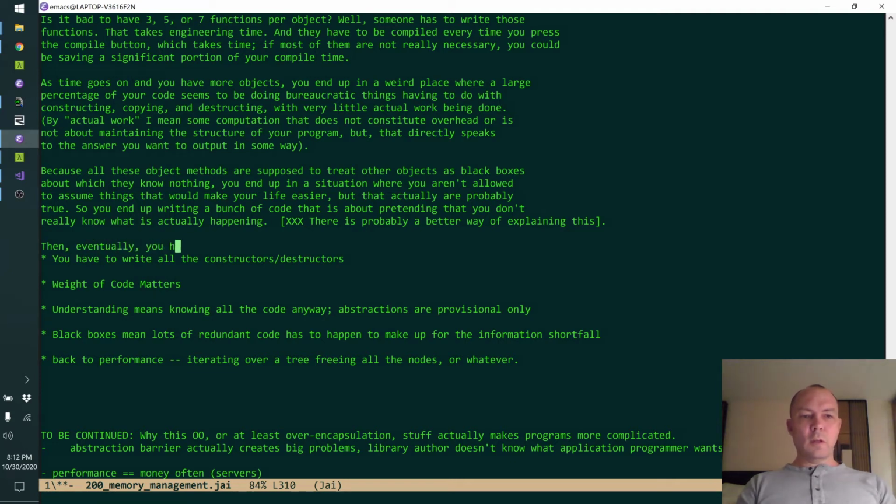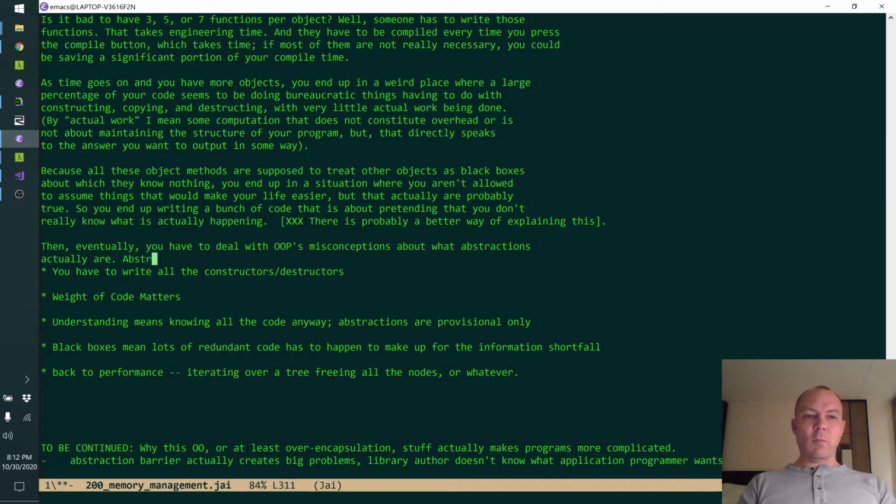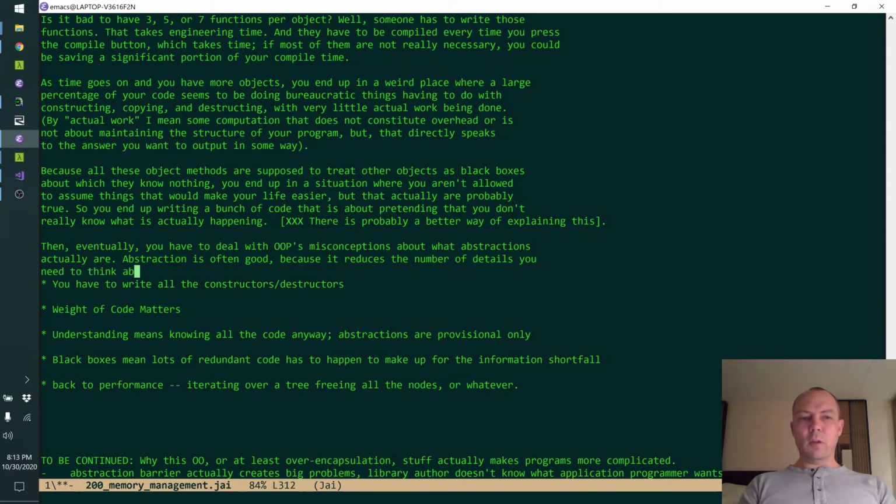Then eventually you have to deal with OOP's misconceptions about what abstractions actually are. Abstraction is often good because it reduces the number of details you need to think about at any given time.